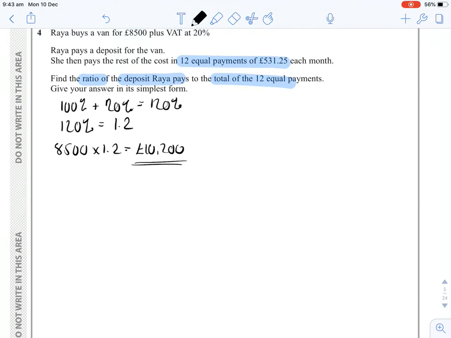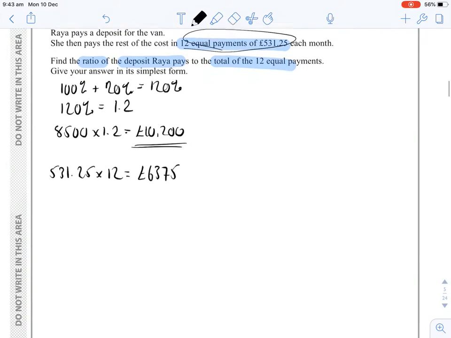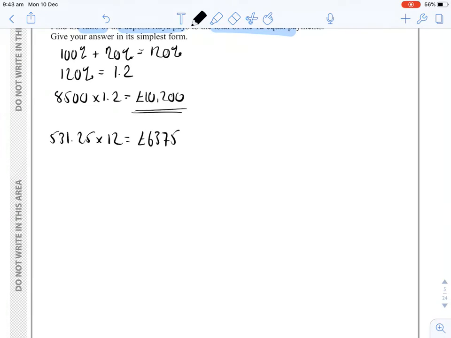Rhea pays a deposit, she then pays the rest in 12 equal payments of £531.25. So if we find the total amount of the repayments here, then we can find out the difference between the two, and the difference must be the deposit. So we do £531.25 times 12, and that's going to give us £6,375. So finding the difference between 10,200 and 6,375 will give us how much she paid in deposit.